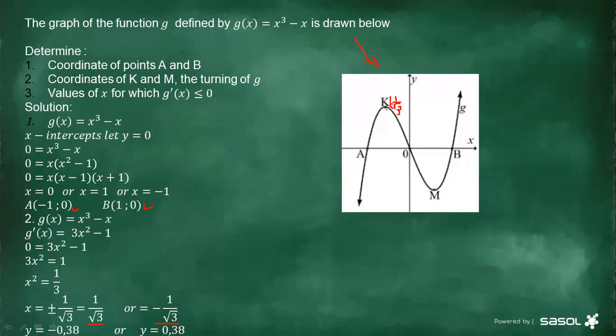But now the question was very clear to us to calculate the coordinates. So you must write that K is (-1 over square root of 3, 0.38), and the coordinates of M are (1 over square root of 3, -0.38). So that is going to be the answer. And then the last question, I think we're going to be answering it in the next slides.